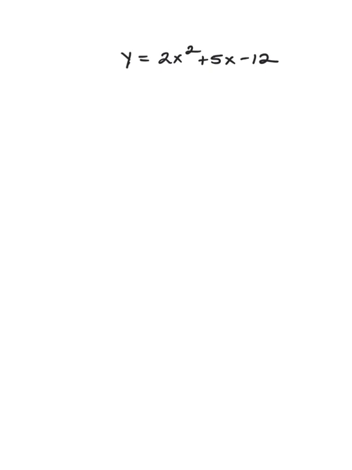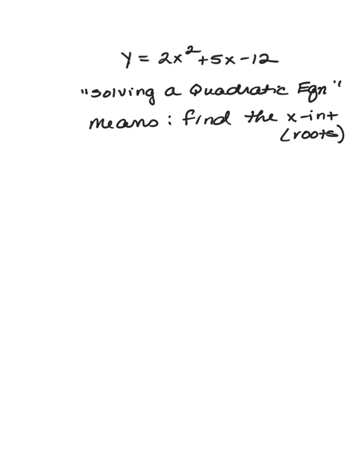Okay, so this is the quadratic equation that's in your notes that we used in the notes video, y equals 2x squared plus 5x minus 12. When we're solving a quadratic equation, what that means is we're looking for the x-intercepts. And those x-intercepts are the roots. So we're looking for the place where the quadratic equation crosses the x-axis, where that graph crosses the x-axis.